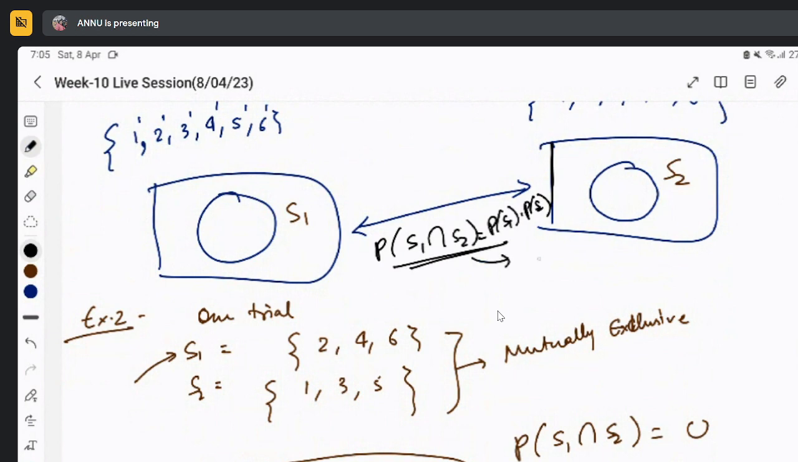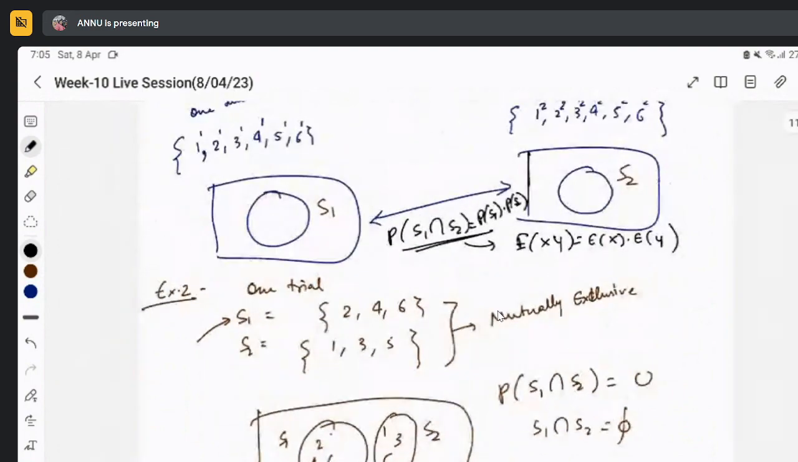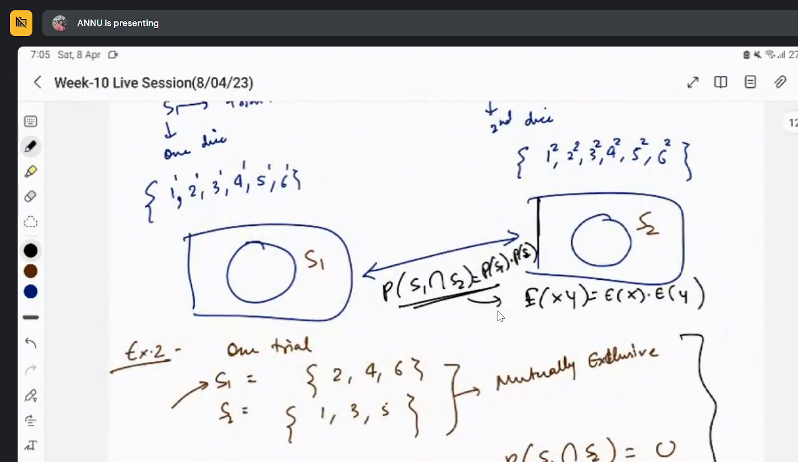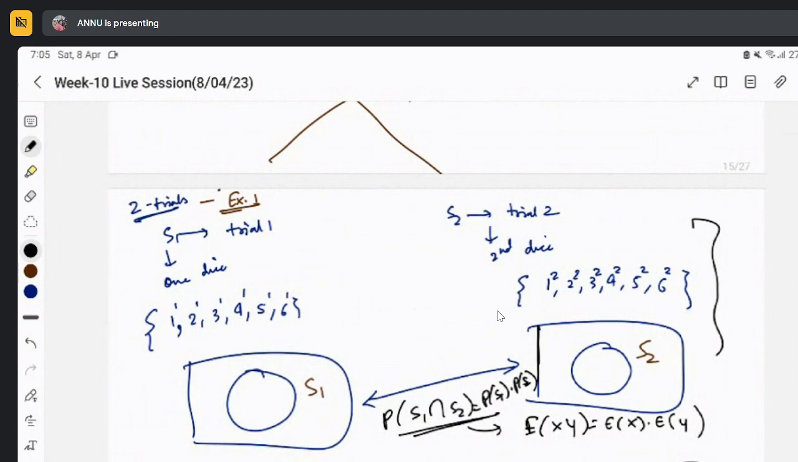And this is also the case for the expectation of the intersection, E of X into E of Y. So this is naturally occurring events, and this is what independent events are.